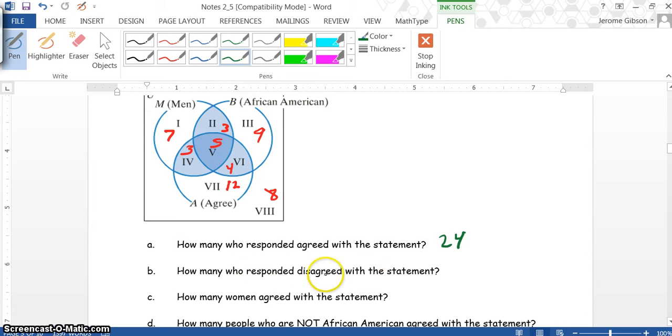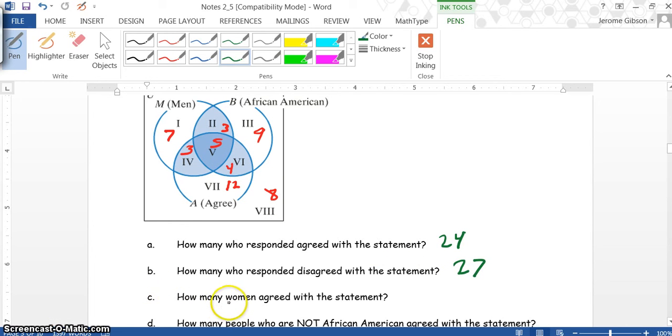Now it says how many who responded disagreed with the statement. Now, remember, this is agree. Now, in asking how many who responded disagree with the statement, what we have to do is pull out all of the ones who agreed. So we would not count regions 4, 5, 6, or 7, but we would count all of the other regions, which would be 1, 2, 3, and 8. So 7 plus 3 is 10, plus 9 is 19, plus 8 is 27.